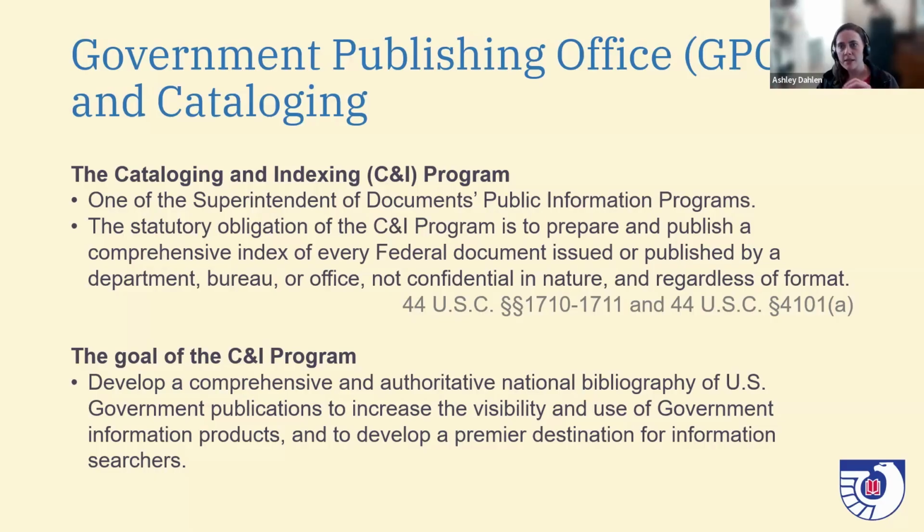And we usually just say C&I, and some people think that we're saying C-N-I, but we're actually saying C&I, so cataloging and indexing. And the statutory obligation there is that we are to prepare and publish a comprehensive index of every federal document issued or published by a department, bureau, or office, not confidential in nature, regardless of format. So the scope of that content is actually larger technically than the scope of the FDLP, which is a little bit more constrained, but catalog records come out of the C&I program is what you need to know.